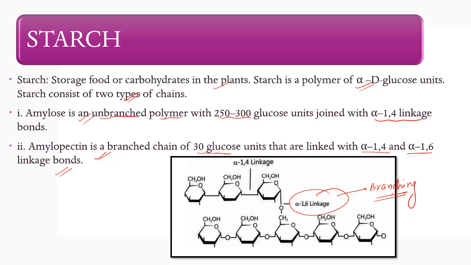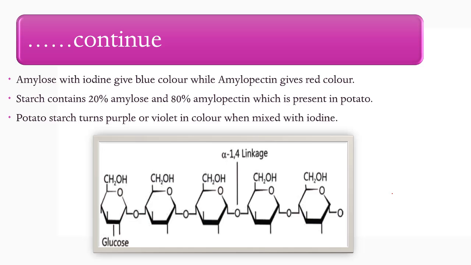So amylose and amylopectin. Amylose is the unbranched polymer with 250 to 350 glucose units, and amylopectin is a branch of 30 glucose units linked with alpha 1,4 and alpha 1,6 glycosidic linkage. Amylose with iodine gives blue color, and amylopectin gives red color.